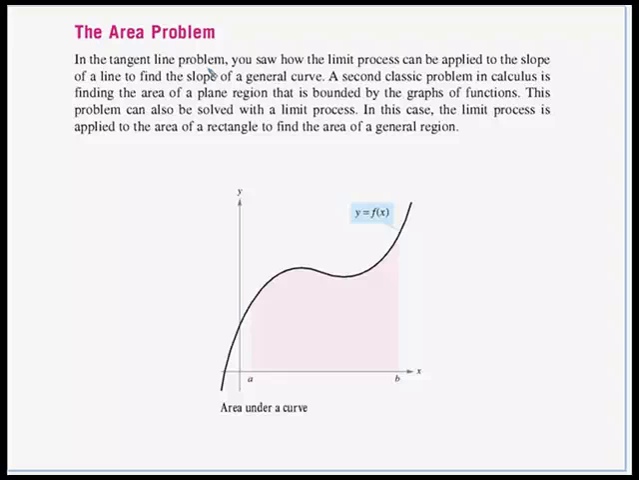In the tangent line problem, you saw how the limit process can be applied to the slope of a line to find the slope of a general curve. A second classic problem in calculus is finding the area of a plane region bounded by the graphs of a function or functions. This problem can also be solved with our limit process. In this case, the limit process is applied to the area of a rectangle to find the area of a general region. So if we want to find the area under this curve, or at least a good estimate of it, we can break that area under the curve up into some rectangles. The rectangles, we know how to find the area of them, and we can do that with just basic math.